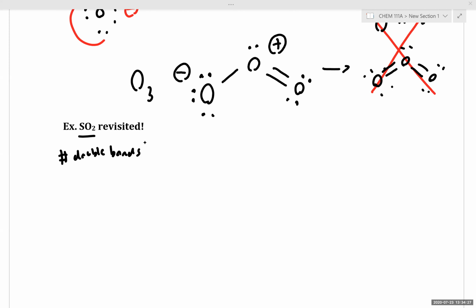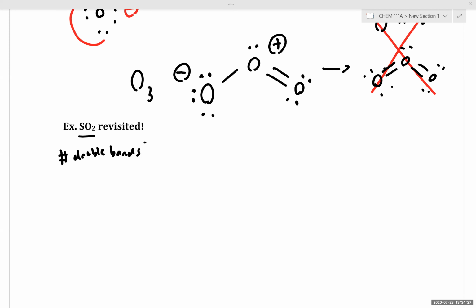Okay, so let's keep going now. So for BrO3⁻ or bromate anion, let's repeat this process. So bromine contributes 7 electrons. Oxygen contributes 6 electrons, and we have 3 oxygens. That gives us 25 electrons plus 1. We have 26 electrons total.